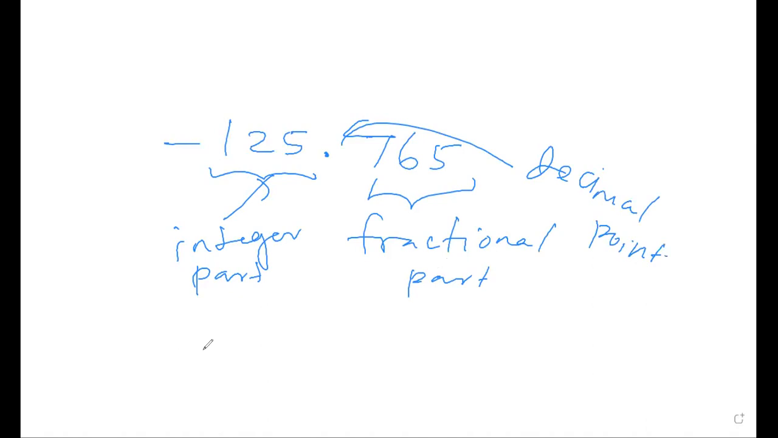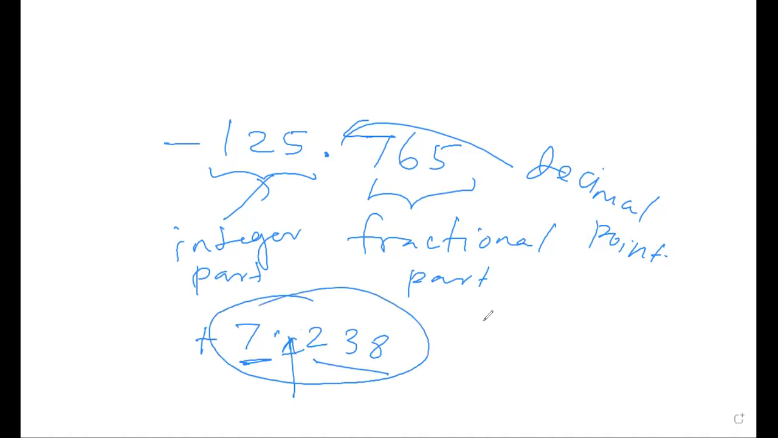Also, if it is a positive plus number, we can say 238. So this will be the integer part, this will be the fraction part, this is the decimal point. Even if an integer doesn't have a decimal point, we can write it like this. This is one of the fixed point number systems. So this is the fixed point number system.